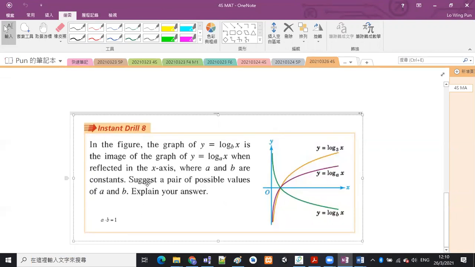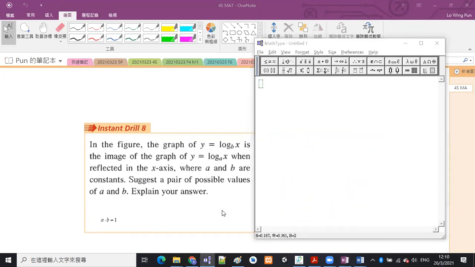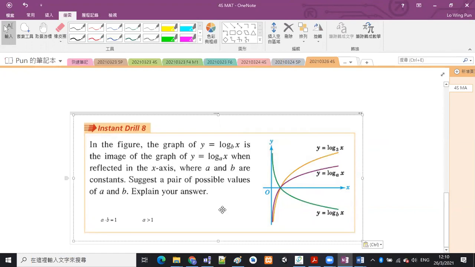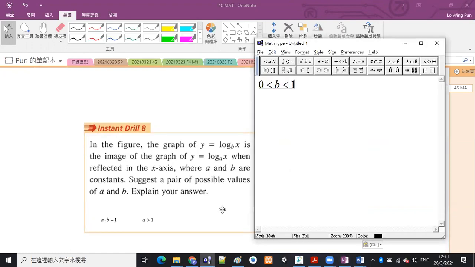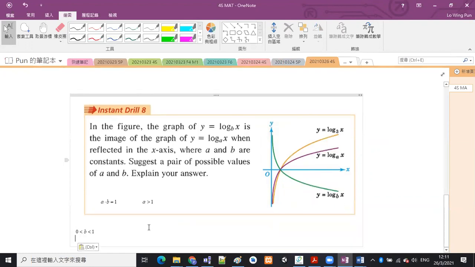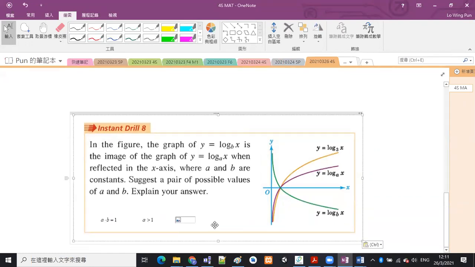Is that okay? And then suggest a pair of possible values of A and B. Explain your answer. 跟住咧，如果係向上嘅，就係 normal 嗰個 case，即係 A 啦，A the base number A should be larger than 1, which means that the base number B should be between 0 and 1.